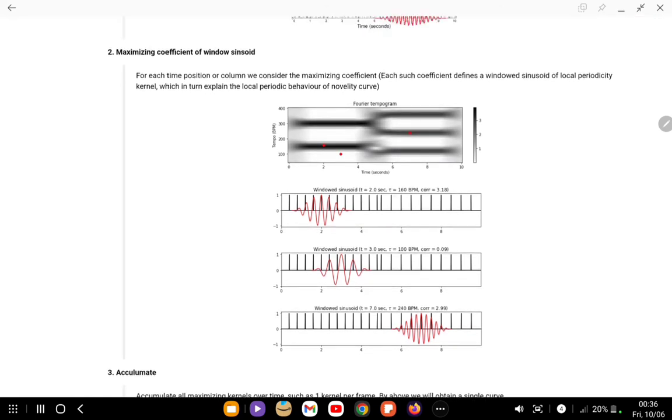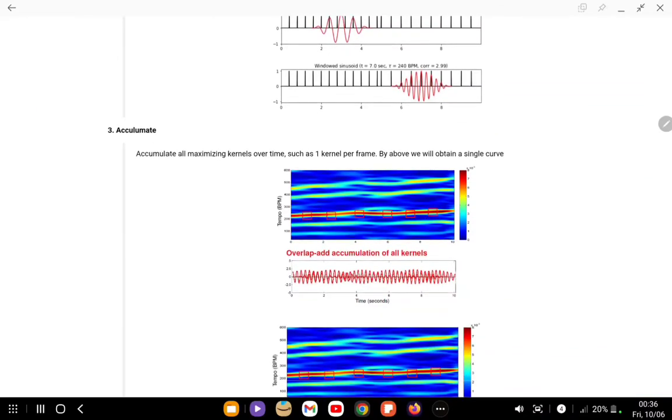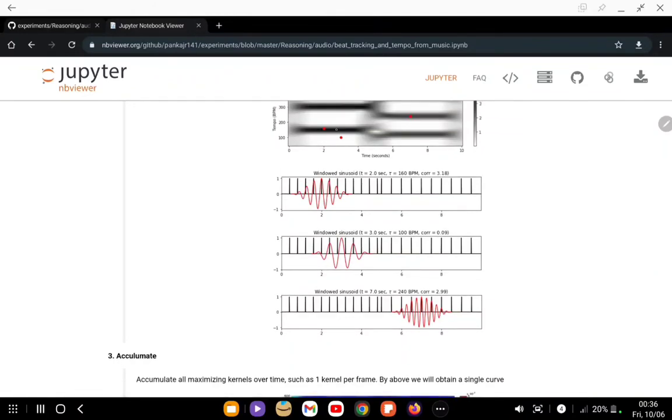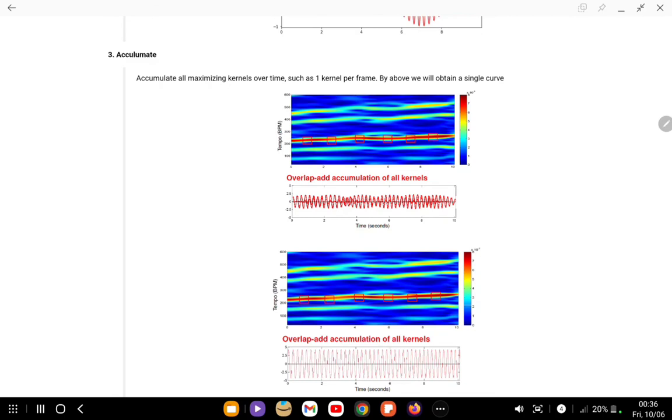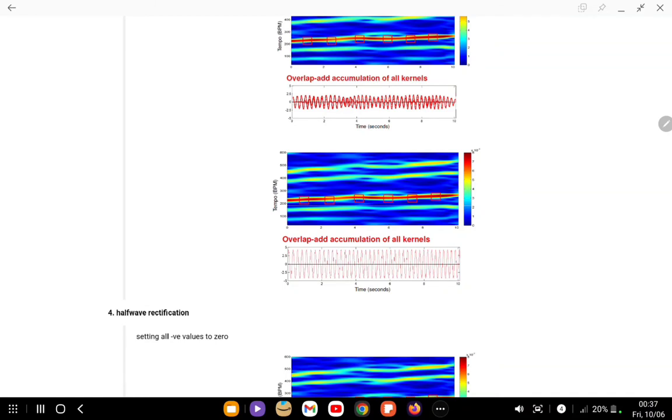So the idea of the whole thing is to maximize that coefficient, such that we pick only the sinusoid which has the maximum correlation. Now we have a large number of these curves, because we have multiple points close to each other, so we have all these overlapping kernels. We are only interested in keeping one kernel per frame. By that I mean, suppose we have a 10 second window, every point of this graph will have only a single value. So we accumulate all the kernels and obtain a single value from that. This is the accumulation of all the kernels.